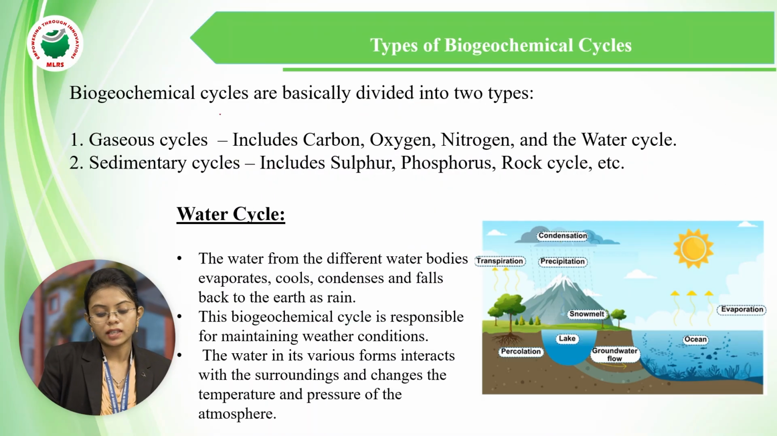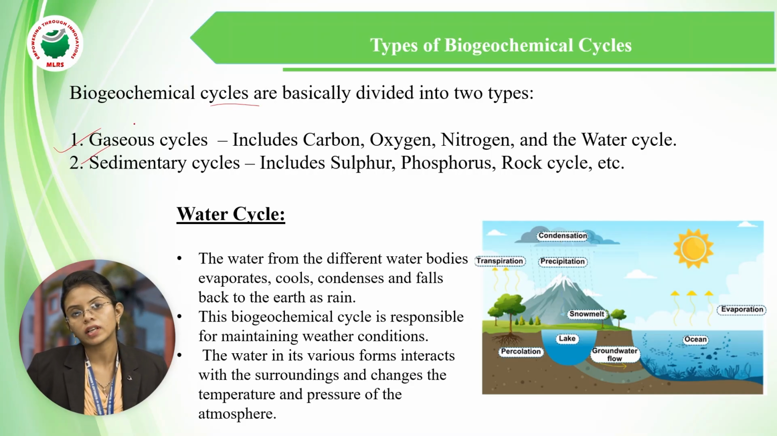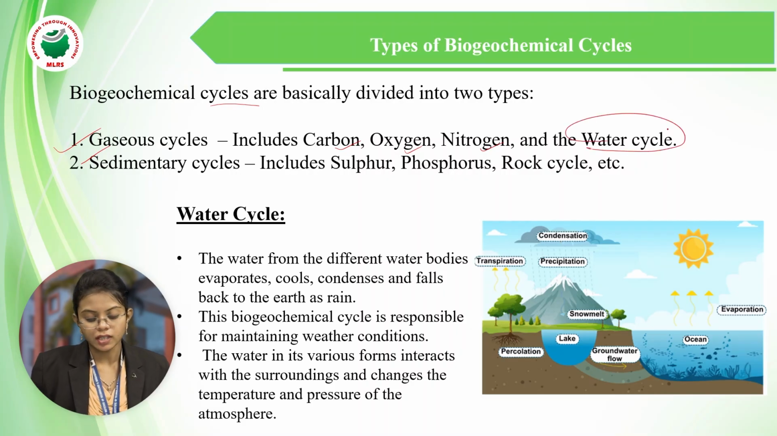Biogeochemical cycles are basically divided into two types: gaseous cycles and sedimentary cycles. Under gaseous, we have the carbon, oxygen, nitrogen, and water cycles. Under sedimentary, we have the sulfur, phosphorus, and rock cycles. Now we can see the cycles one by one.